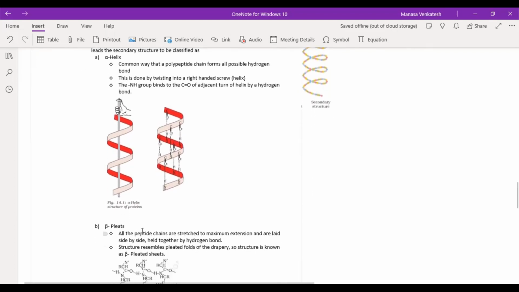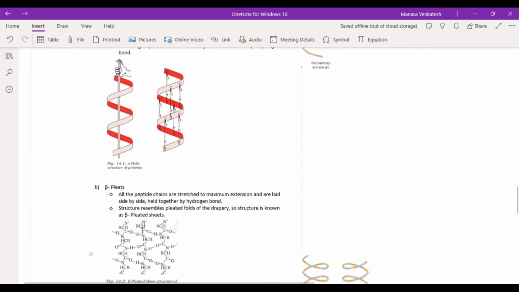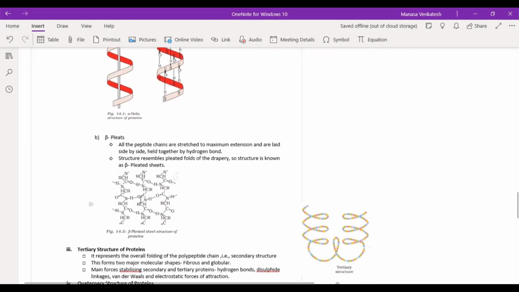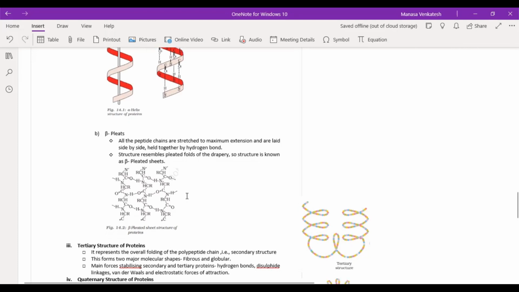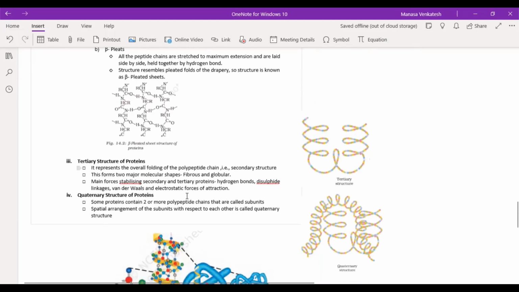Next, you have beta pleats. They're stretched to the maximum extension and laid one beside the other. Here also you have hydrogen bonds, and the hydrogen bonds are the ones which hold these individual polypeptide chains together. Next is the tertiary structure.